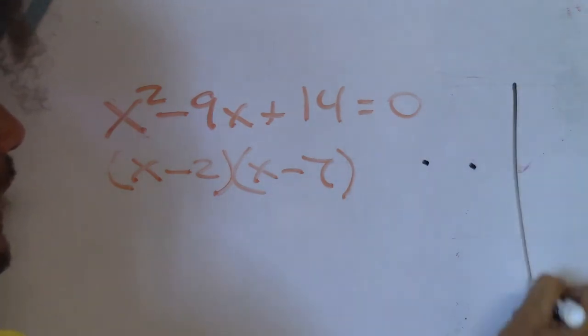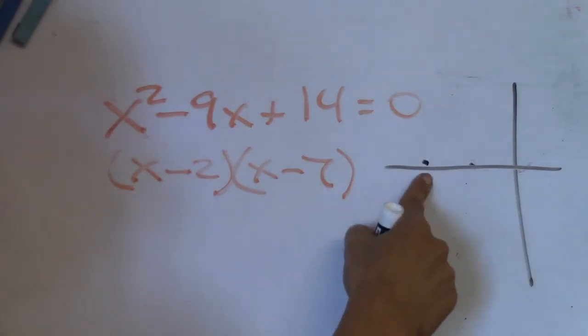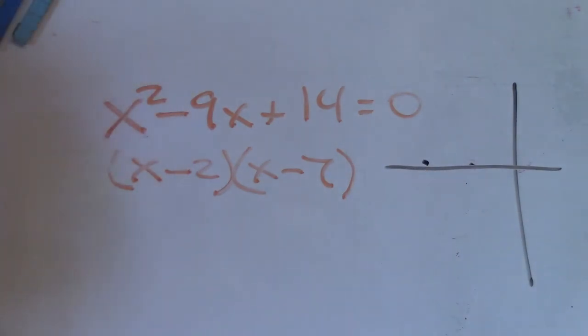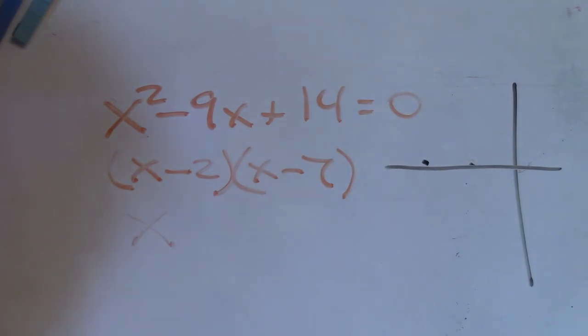There you go. And there's my x-axis, right? So this is -2 and that's -7. Alright, next thing. Now I gotta know about my y-intercepts, right? Yep. So then I'm just gonna factor it the other way: x squared minus 9x plus 14 equals 0.